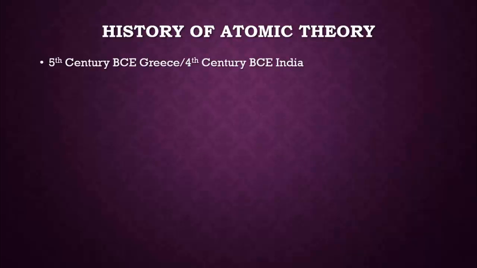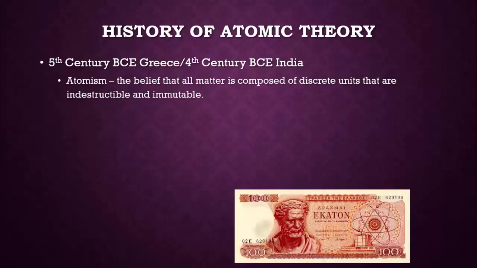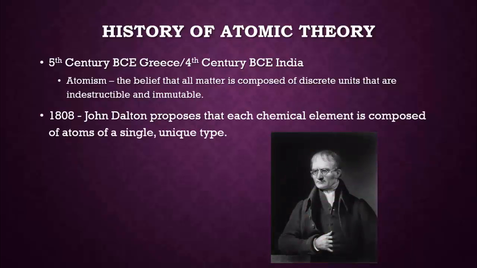Atomic theory originates in ancient Greece and India. Atomism is the belief that all matter is composed of discrete units that are indestructible and immutable. At the time, this is more of a philosophical idea and not a scientific principle. There isn't much advancement in atomic theory for over 2,000 years. In 1808, John Dalton proposes that each chemical element is composed of atoms of a single unique type.